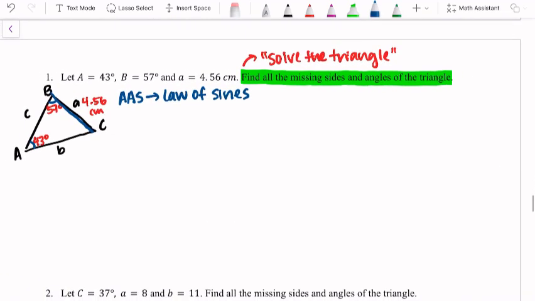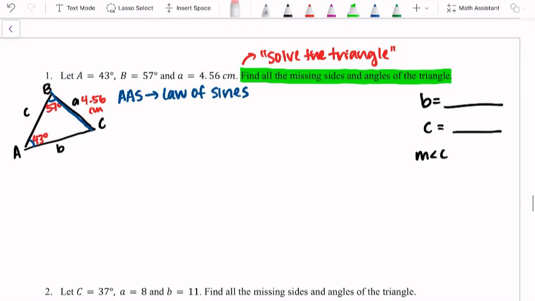I always like to also set up, off to the side, some blanks of what I'm trying to solve for, so I know what I'm looking for. So I know that we need to find side length b, I need to find side length c, and then I need to find the measure of angle C. Or I can just call that capital C. Either one's fine. I'll even put a little degree symbol there so I know that it's the angle that we're looking for.